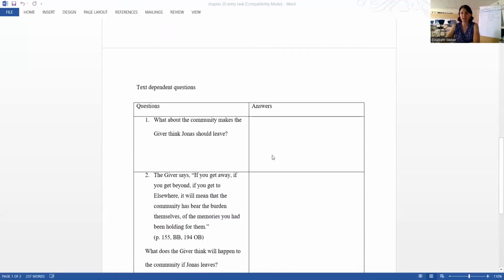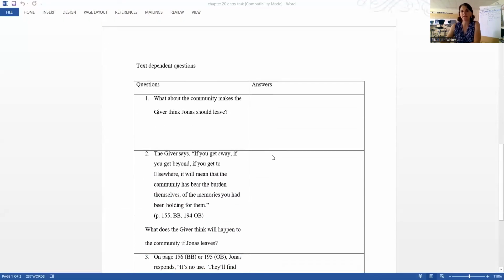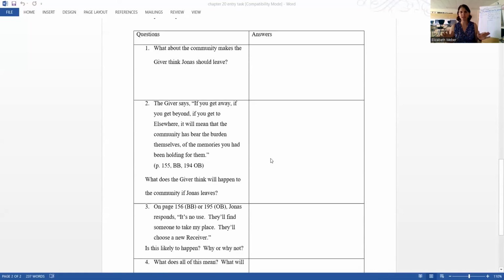Okay, so we see these are text-dependent questions because they are based on the text. But unlike our other text-dependent questions where I expected you to give me a topic sentence and support your answer, I am just looking for your evidence. Okay, so you are looking for how can I answer this based on the information provided in the text.